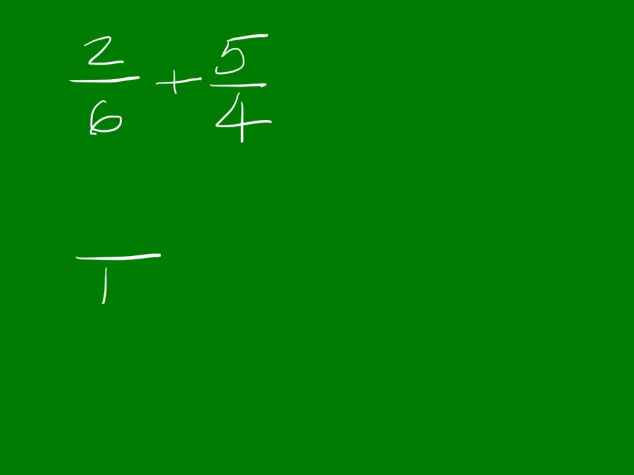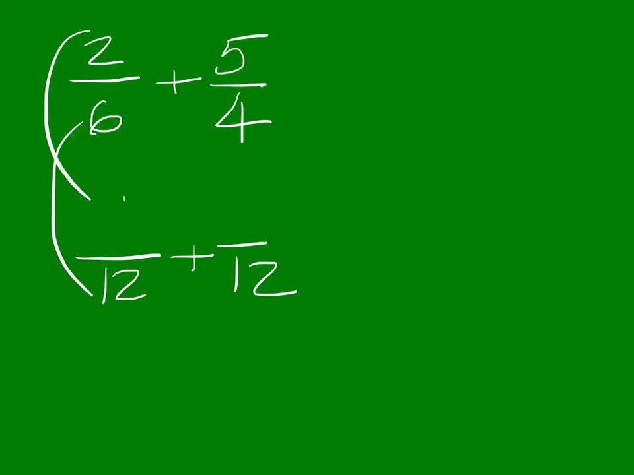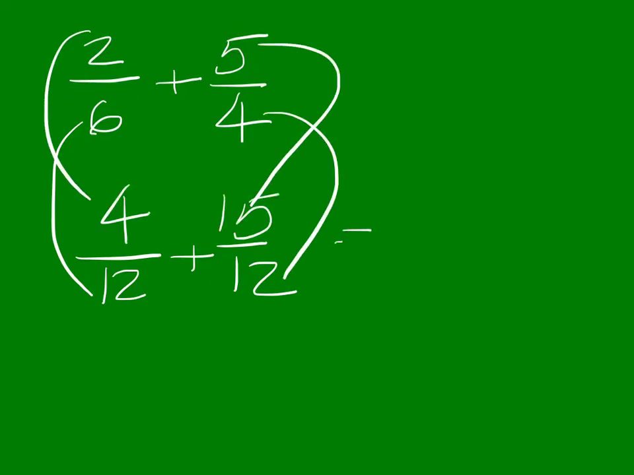Least common denominator is 12. You have to multiply by 2 here, so that gives us a 4. And by 3 there gives us a 15. So the answer is 19 over 12.